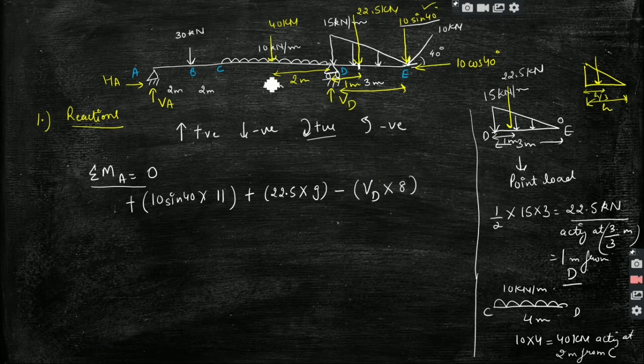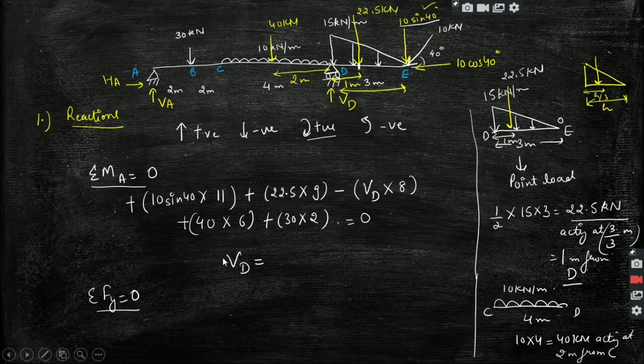Then we have a UDL. The moment due to UDL will also be clockwise. So 40 into, this is 2 plus 2 plus 2, which is 6, then 30 into 2, and the moment due to VA and HA at point A will be 0. So solving this, we will get the value of VD, right? Then using the equation sigma Fy is equal to 0, we will get VA.